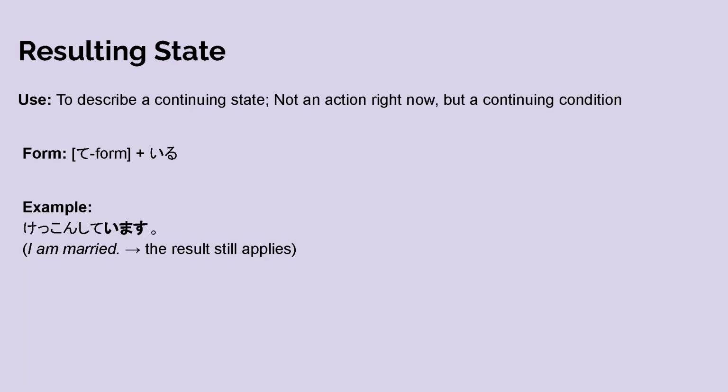And then, like we talked about a minute ago, resulting state, continuous state, just status, whatever. It's not something that you're doing right now, but it's a condition. It's a state that you're in. So it's the same thing as before, te iru, but this time it just has a different meaning. So, I am married: kekkon shite imasu. It still applies. So you did already get married, but you're also still married right now. It's your status. There aren't a lot of examples of this. Married is really the biggest one that I can think of.